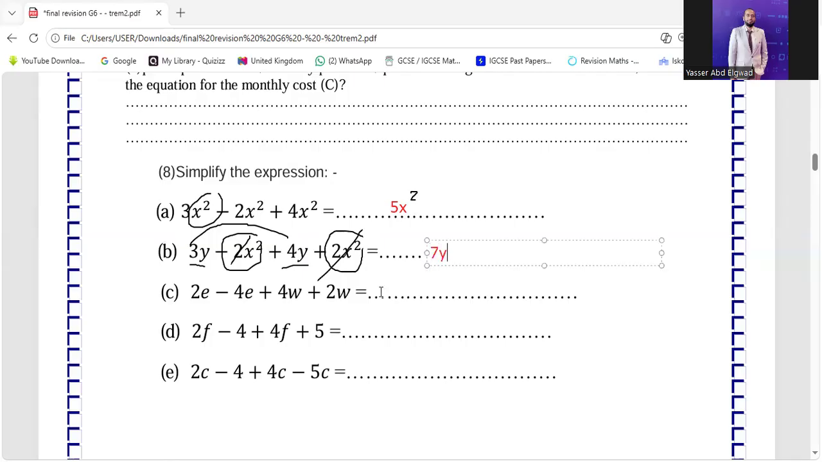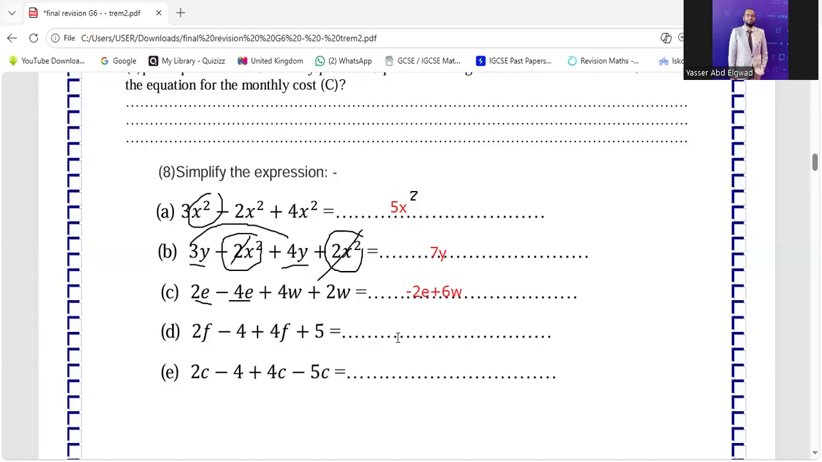The next one. Here we have 2 minus 4, negative 2. Here is the answer, negative 2e, plus 4 plus 2, 6. 6. That is the answer.